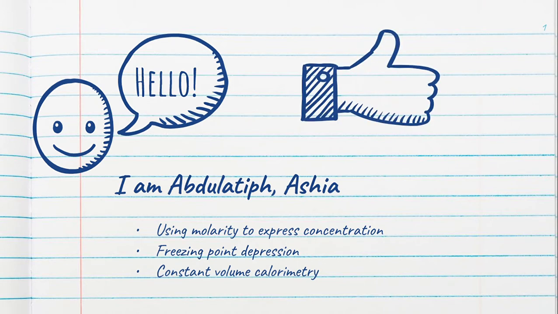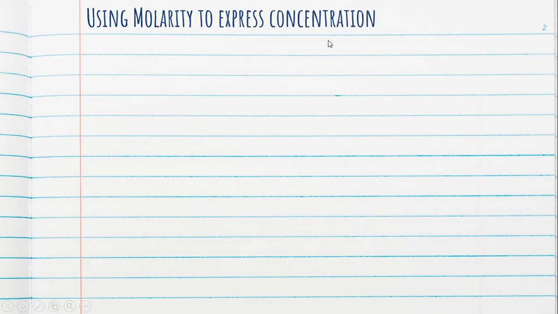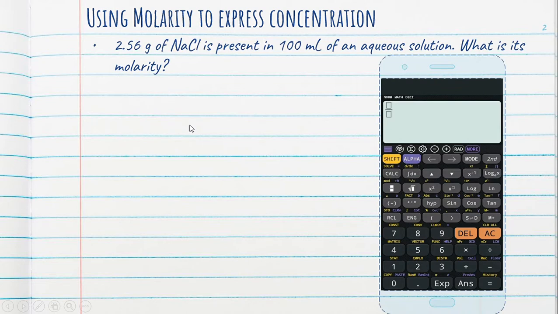Okay, so using molarity to express concentration. 2.56 grams of sodium chloride, or salt, is present in 100 mL of an aqueous solution. What is its molarity? So the formula for molarity is moles of sodium chloride over liter of solution.